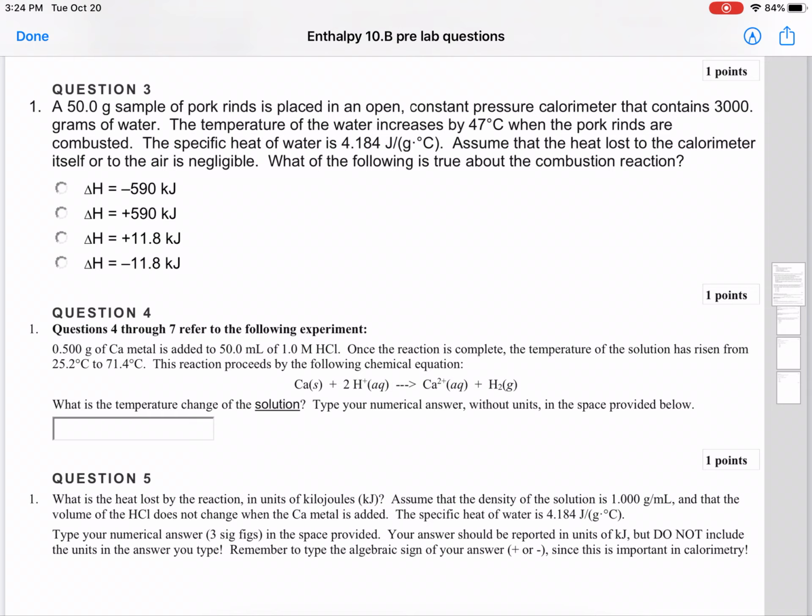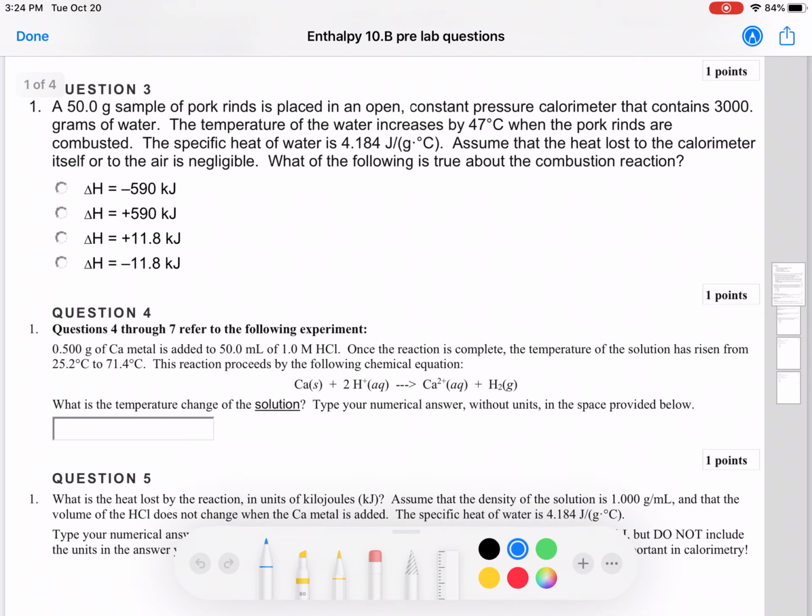Since we know the mass of the water, the temperature change, and also the specific heat capacity of the water, we can calculate the heat gained by the water using this equation, Q equals mc delta T. Here Q represents the heat lost by the combustion reaction or heat gained by the water. Q is also the same as delta H, okay, because it's at constant pressure. Enthalpy is the energy when a reaction takes place at constant pressure.